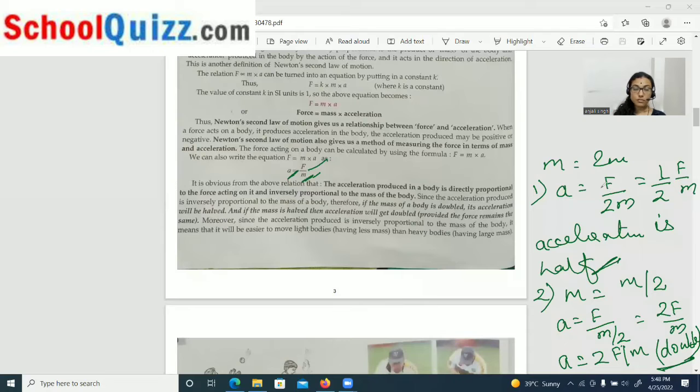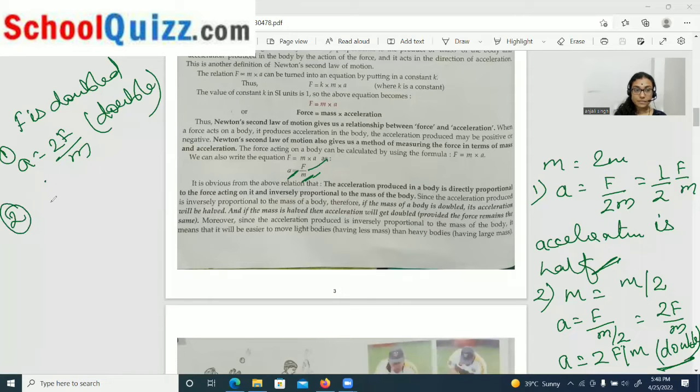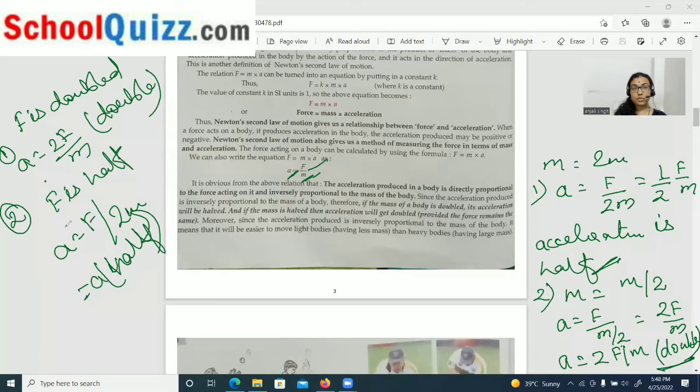And if I talk about the force, if the force is double, then A is equal to 2F by m, which means acceleration is also double. This is the first case. In the second case, where the force is half, the acceleration is half, because it follows the directly proportional relationship. And with mass it is an inversely proportional relationship. Clear? I think that's clear to you. That is written here: which will be increasing, and which will be decreasing.